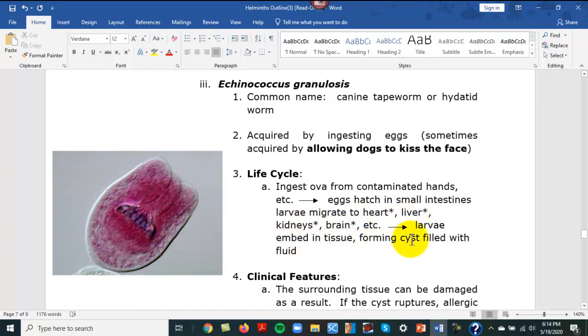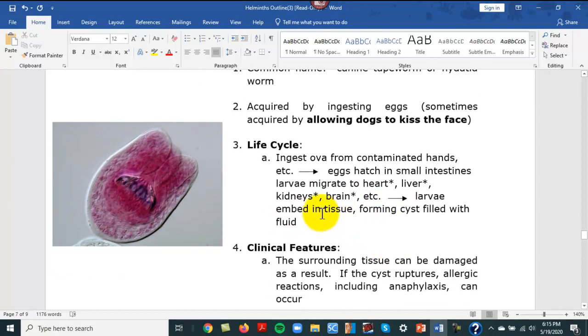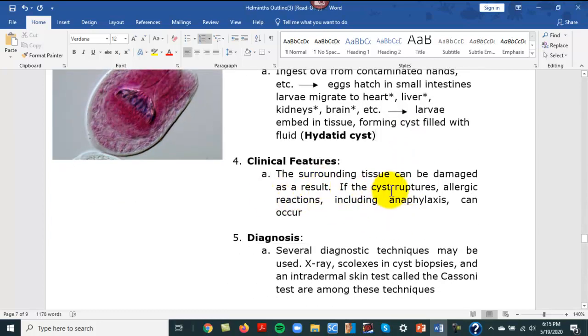Larvae embed in tissue, forming a cyst filled with fluid. And I should put that there. Hydatid. In fact, I didn't have it anywhere. It's called a hydatid cyst, and they can get as big as a volleyball. Clinical features: surrounding tissue can be damaged. If a cyst ruptures, allergic reaction, anaphylaxis can occur. It's like a form of shock.